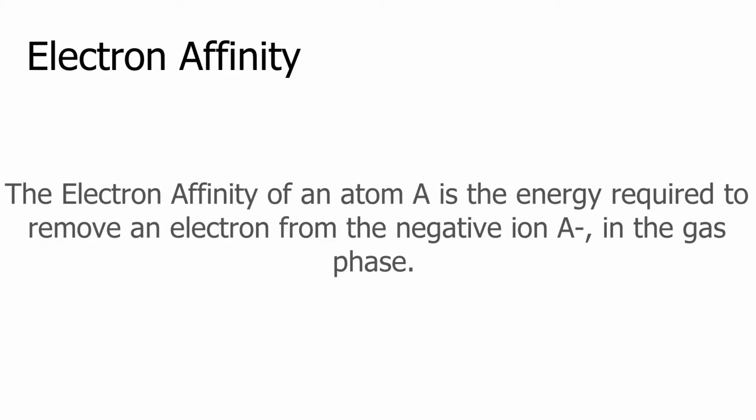The next topic is electron affinity. The electron affinity of an atom A is the energy required to remove an electron from the negative ion, A-, or anion, in the gas phase. So electron affinity values can either be positive or negative. The value can be positive when the anion is more stable than the regular ground state atom, as it requires energy to remove the electron from the anion. The value can be negative when the anion is less stable than the ground state atom, and this means that it will release energy when the electron is taken off.